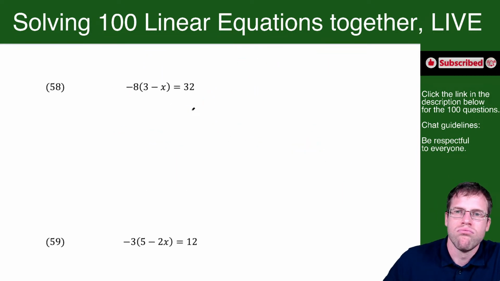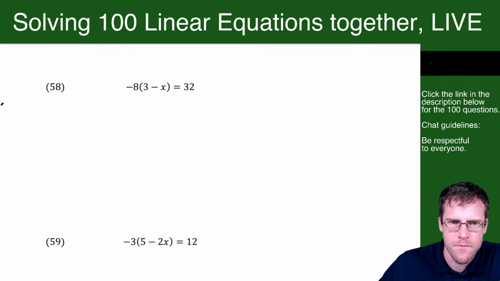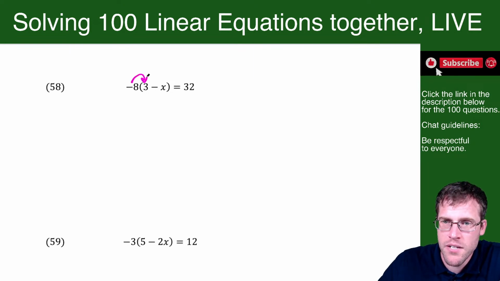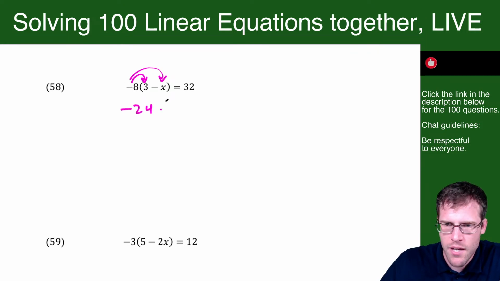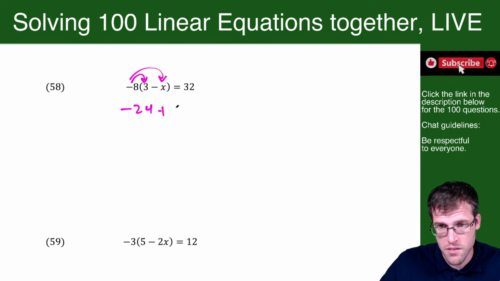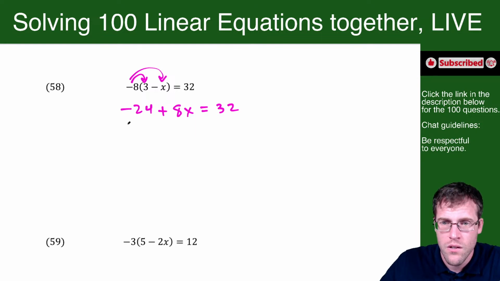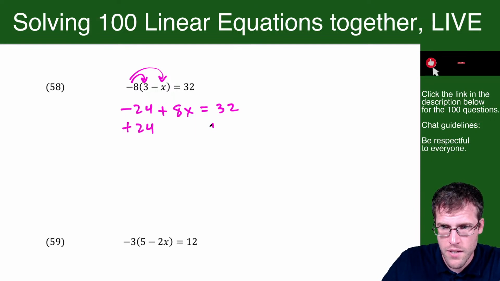58. So here we go. Let's do this. Distribute the -8. -8 times 3 is minus 24. -8 times minus x is going to change to plus 8x. And this is equal to 32. So now go plus 24 on both sides.